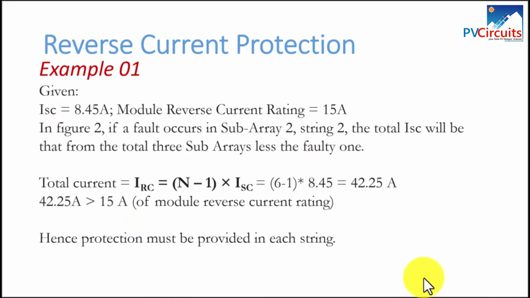To better explain reverse current protection, let us look at this example. In this case, we have been given that the module short circuit current is 8.45 amps and the reverse current rating is 15 amps.